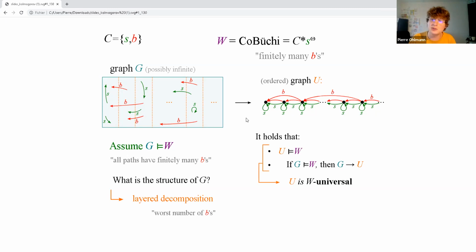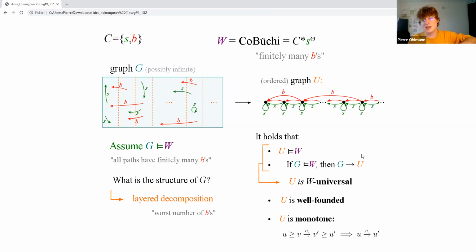Okay, so it's universal, but it has additional properties. Well, it's well-founded, right? It's defined over ordinals, and it's monotone. So monotonicity is a property of the graph U plus the order. So here the order is the natural order over ordinals. And monotonicity tells you that if you have an edge in your graph with color C from V to V prime, and if you start from a higher point and go down to a lower point, then you still have an edge.